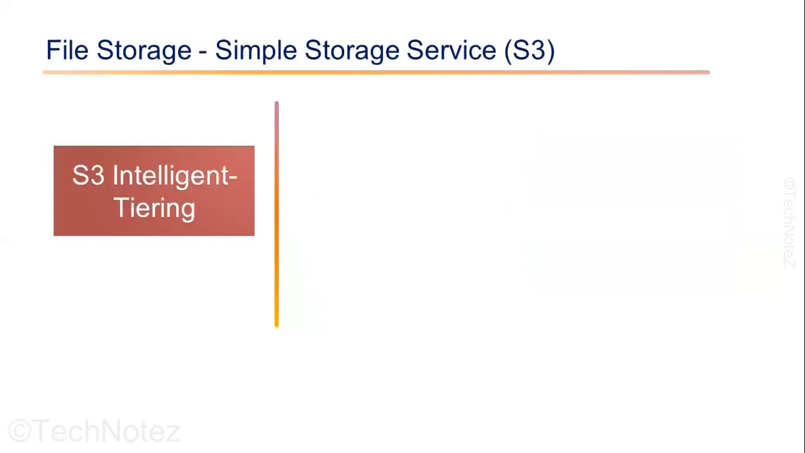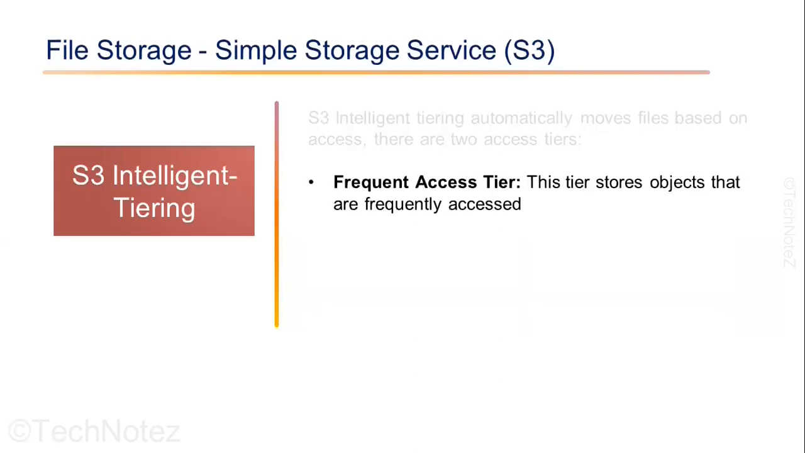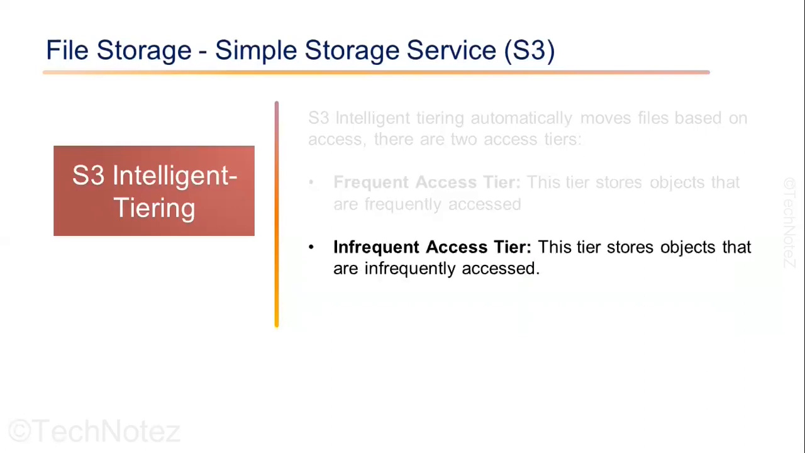So let's talk about Intelligent-Tiering first. Intelligent-Tiering is the only way that you can automatically move data to the most cost effective storage tier based on access. It has two access tiers. Frequent access tier, which stores the objects that are frequently accessed. Infrequent access tier, which stores the objects that are infrequently accessed. The storage class automatically moves the objects between the two access tiers based on the access patterns and charges a low per object monitoring and automation fee. This makes it cost effective for data with unknown or changing access patterns.